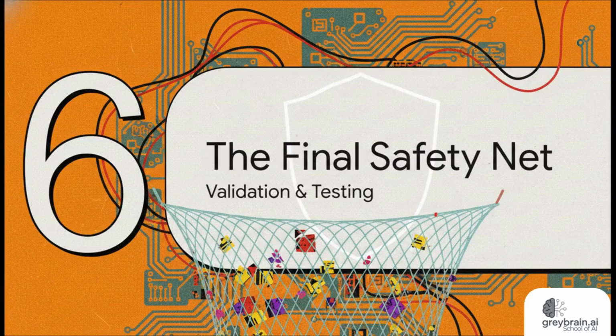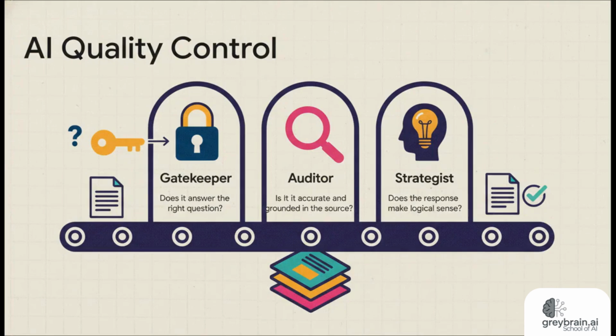But of course, with all this added complexity, there are more chances for things to go wrong. And that is why the final, and maybe most important piece of this whole architecture is a robust safety net. It's there to catch any errors before they ever reach a user. You can think of this as your AI's own internal quality control team. You've got a gatekeeper that checks, hey, did this response actually answer the user's question? You have an auditor that verifies every single fact is grounded in the sources we retrieved, that it's not a hallucination. And then you have a strategist that takes a step back and asks, okay, does this answer even make logical sense in the bigger picture?